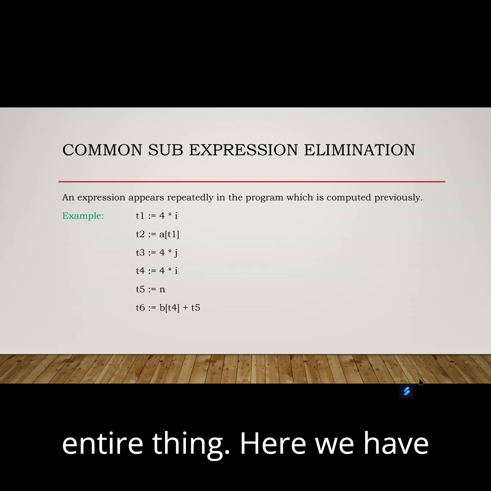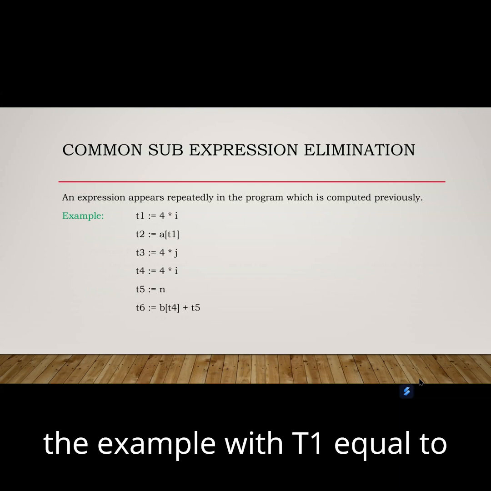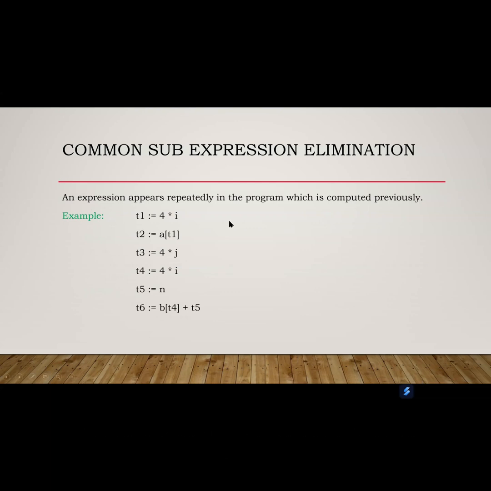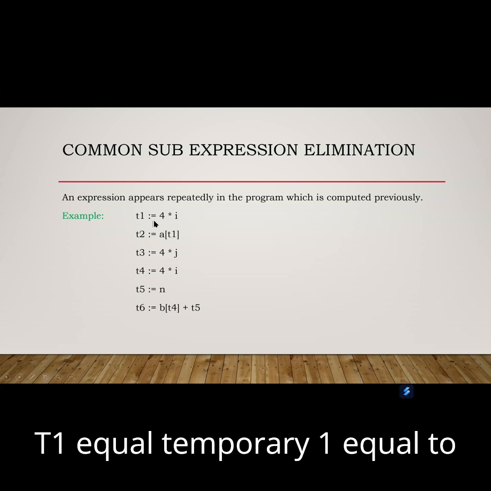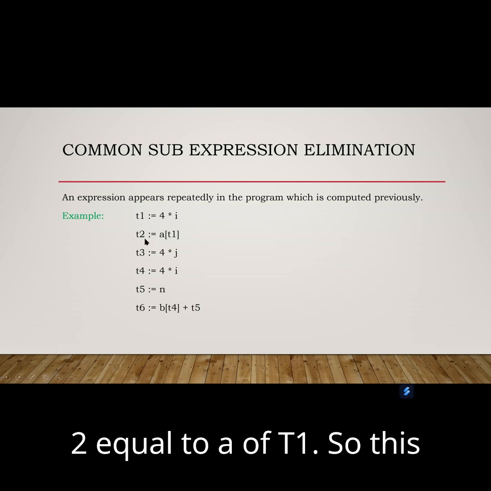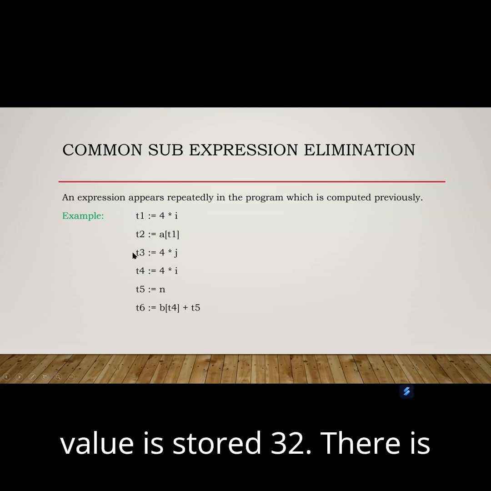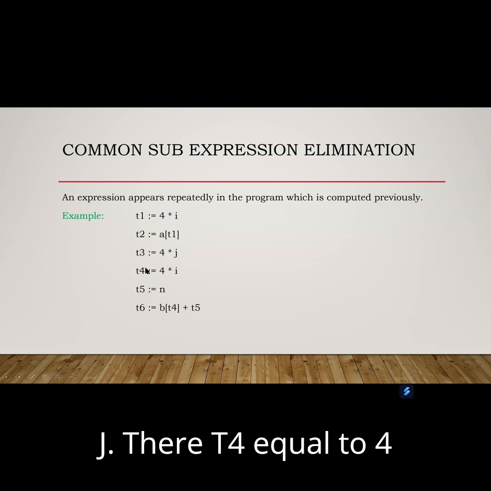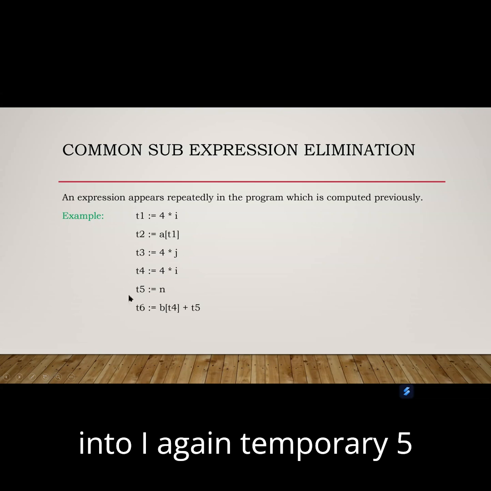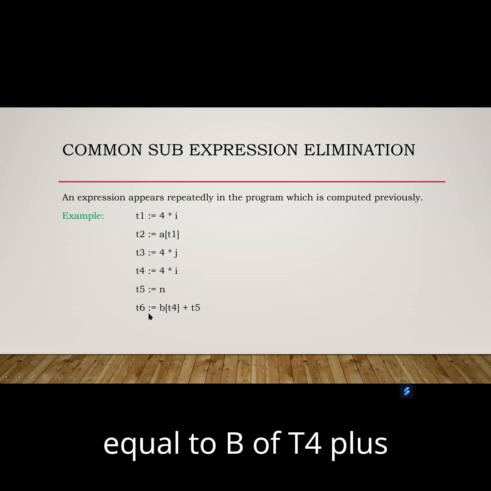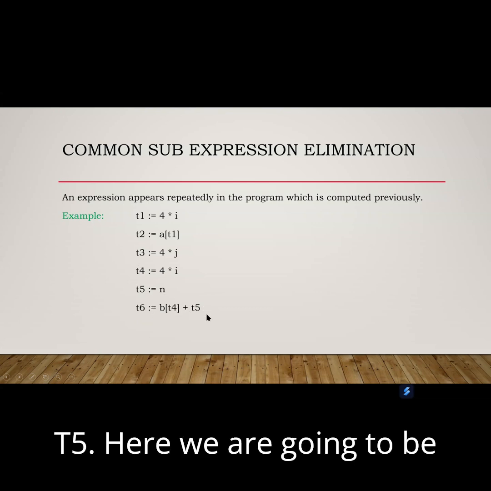Here we have the example. T1 equal to 4 into I. Temporary 2 equal to A of T1. That is, this value is stored. Temporary 3 equal to 4 into J. Then T4 equal to 4 into I again. Temporary 5 equal to N. Temporary 6 equal to B of T4 plus T5.